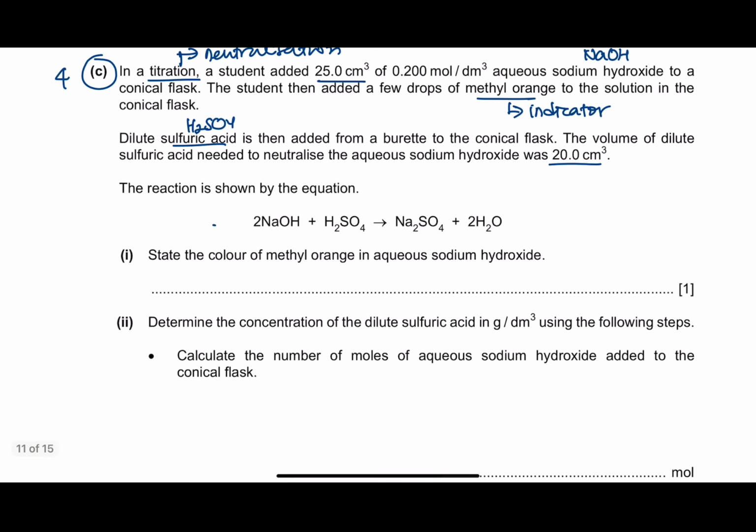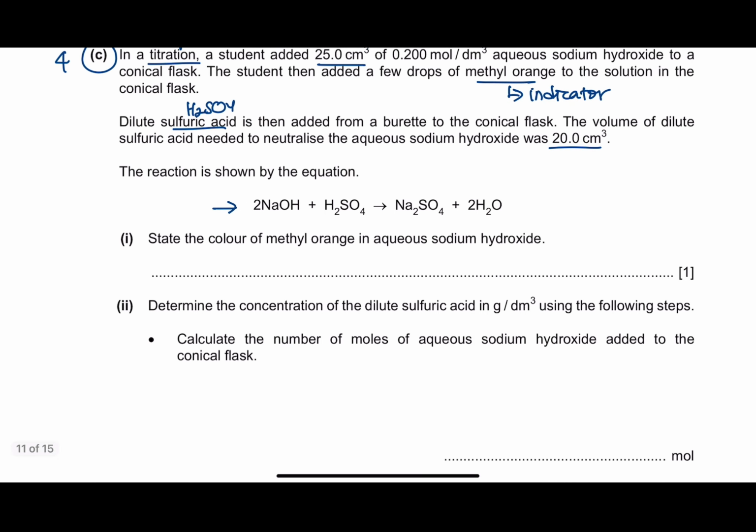This is the equation that has been given. They want you to find the color of methyl orange in aqueous sodium hydroxide. Now aqueous sodium hydroxide is an alkali, and methyl orange and universal indicator would turn yellow when the solution is a base or alkali.